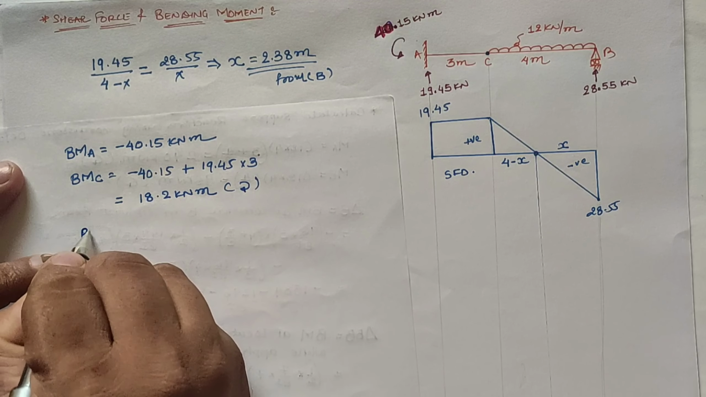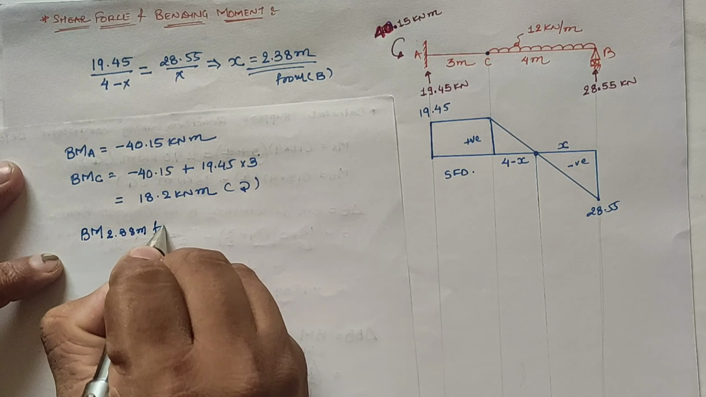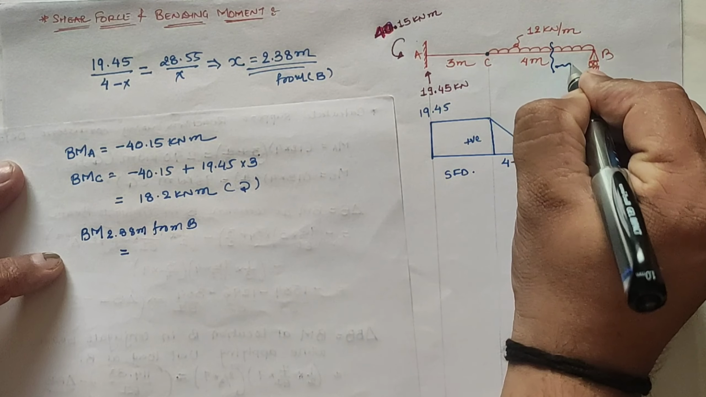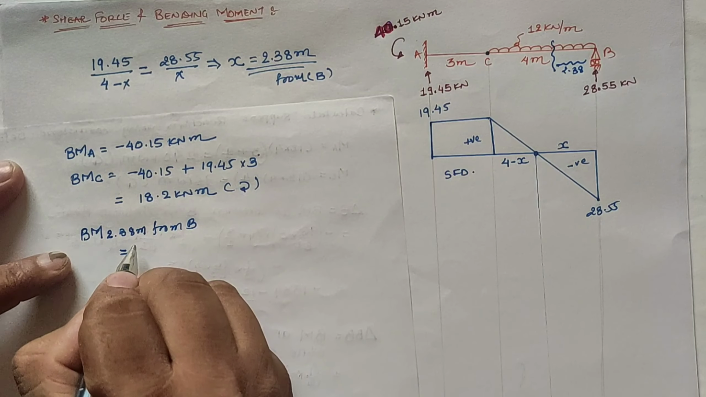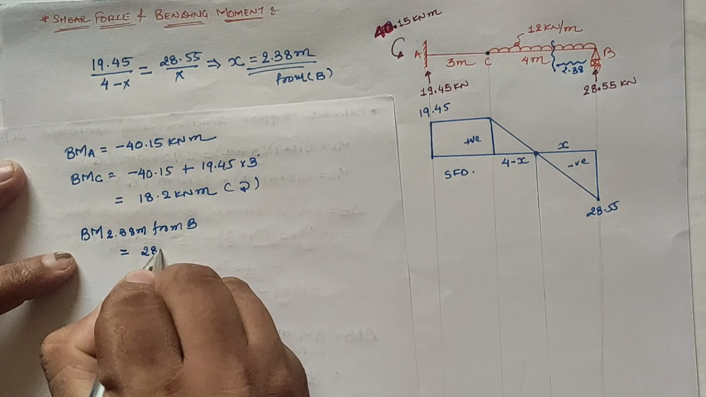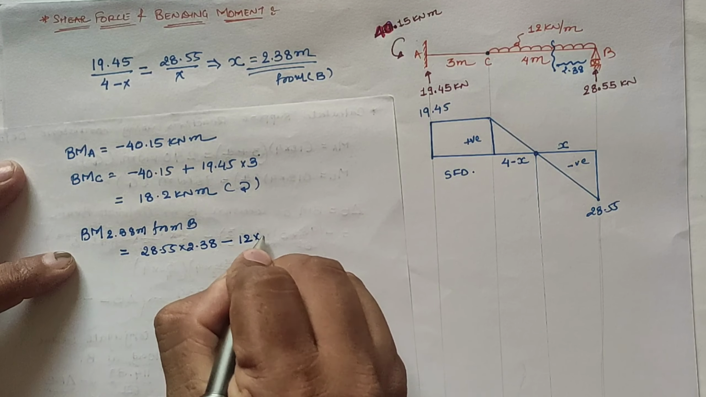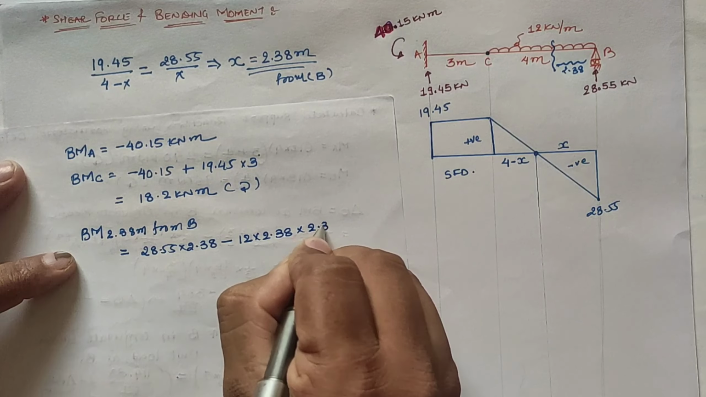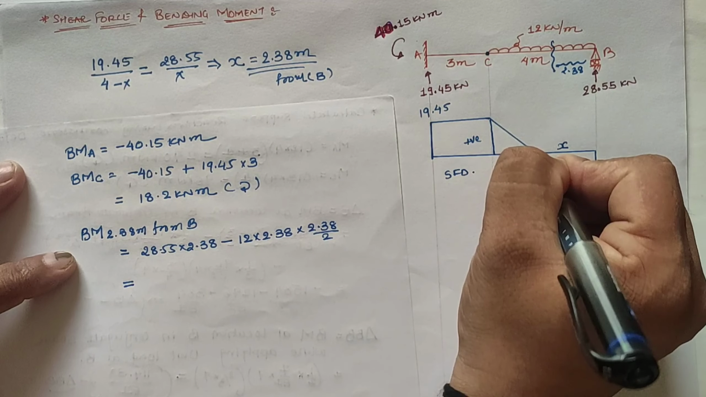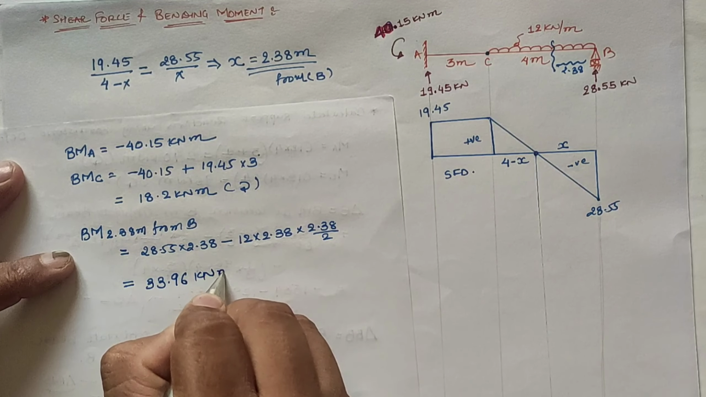Now at location 2.38 meter from B, if we take the moment at location 2.38 meter, then the bending moment value is 28.55 into 2.38 minus UDL value, which is 12 into distance by 2. Hence the bending moment value at the shear force 0 location is 33.96 in terms of kilonewton meter.